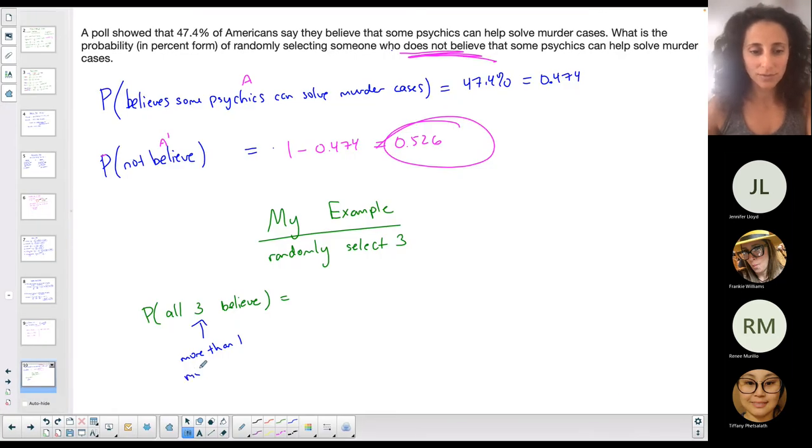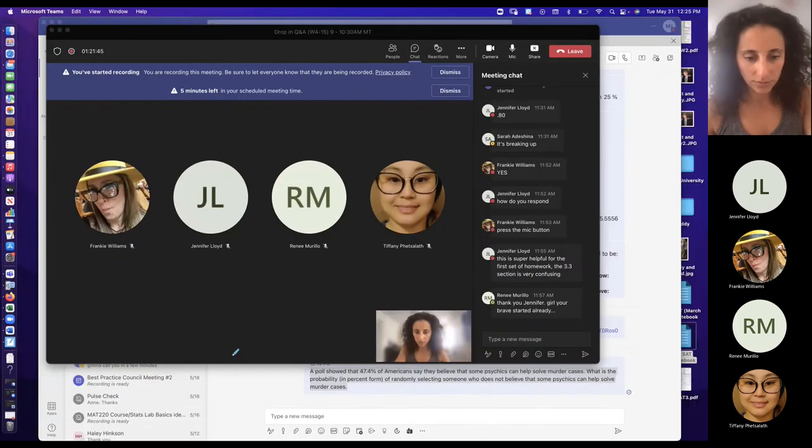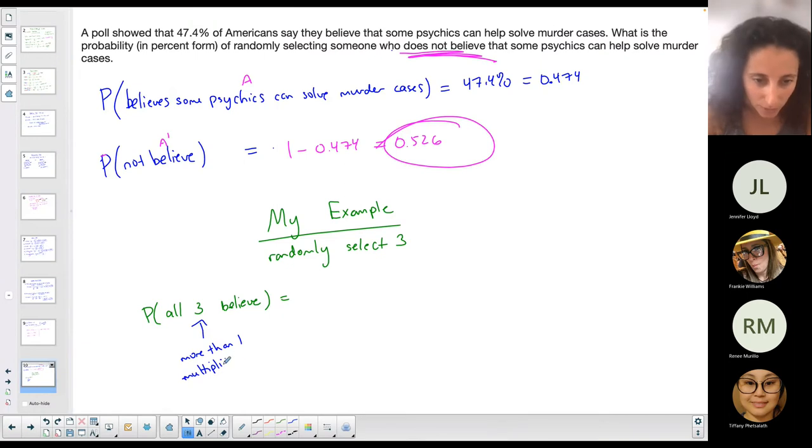Multiplication rule, right? Whenever I select more than one, I don't have the chat out. I did. Yo, why can't I write today?